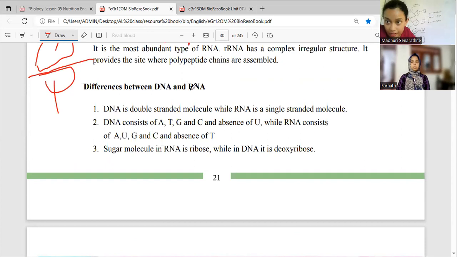Okay. The difference between DNA and RNA. DNA is a double-stranded molecule, while RNA is a single-stranded molecule. DNA consists of adenine, thymine, guanine, and cytosine, with absence of uracil, while RNA consists of adenine, uracil, guanine, and cytosine, with absence of thymine. The sugar molecule in RNA is ribose. In DNA it is deoxyribose. Those are the things regarding nucleic acids.